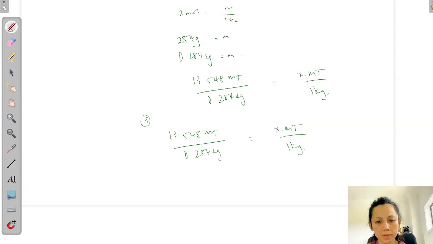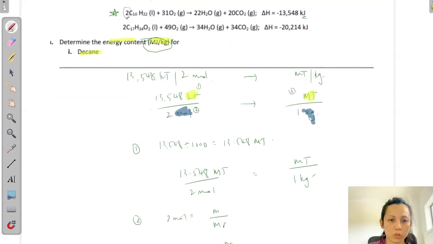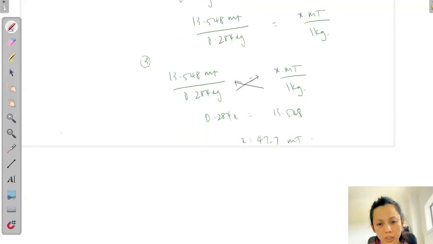If we cross multiply here, we've got 0.284x equals 13.548, because I've multiplied the 1 and that. Now if we do 13.548 divided by 0.284, we get 47.7. Amazing. So X equals 47.7 megajoules. Okay, so now let's express it in the final answer they want, megajoules per kilo. You insert that number in, therefore the delta H equals 47.7 megajoules per kilogram.